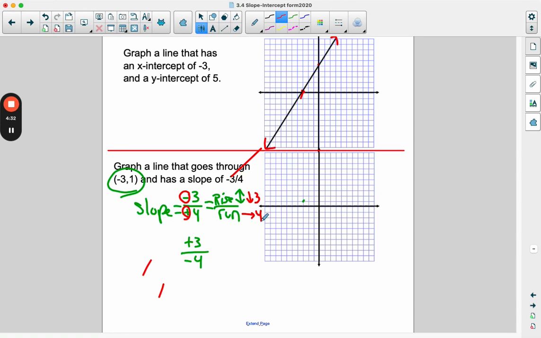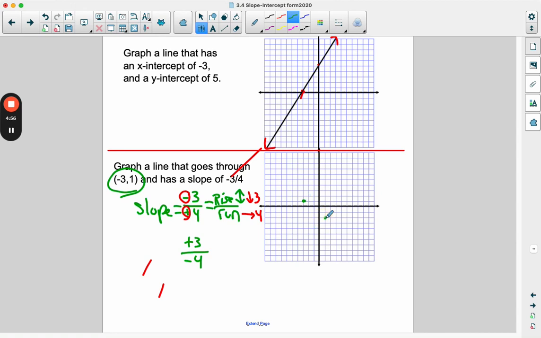Again, remember for a vertical line, up is positive, down is negative. For a horizontal line, left is negative and right is positive. So a slope of -3/4 means I can go down 3 and right 4. So I'm going to start at that point that we had already, -3, 1. And from this point, I'm going to count and go down 3, right 4, and put another dot.